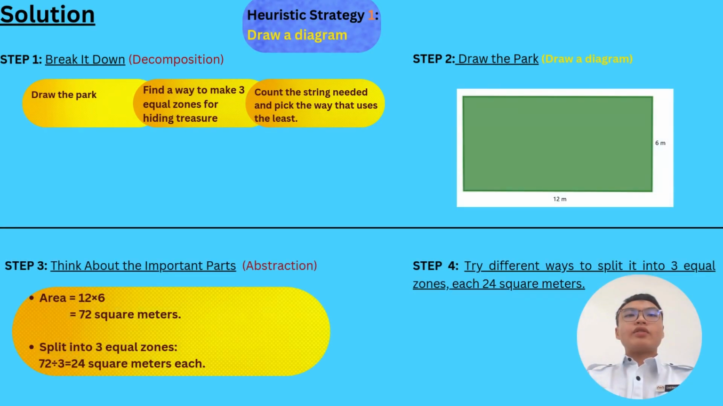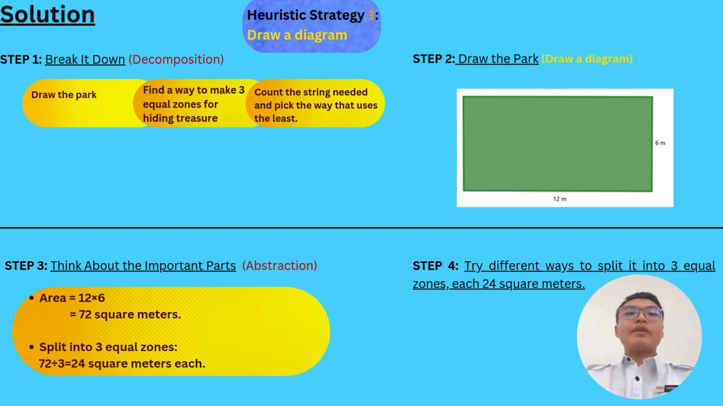To solve this question, first we need to break it down. First, we need to draw the park and find a way to make 3 equal zones for hiding treasure. Then, we count the string needed and pick the way that uses the least. This is decomposition.